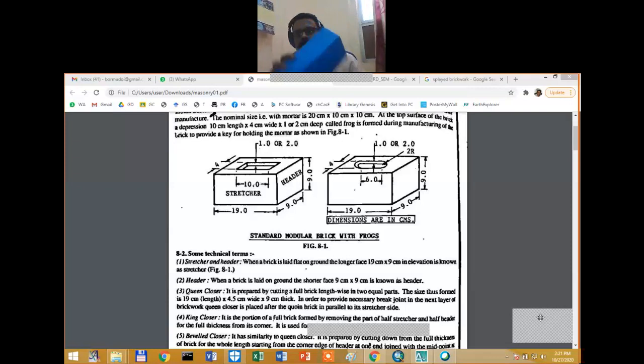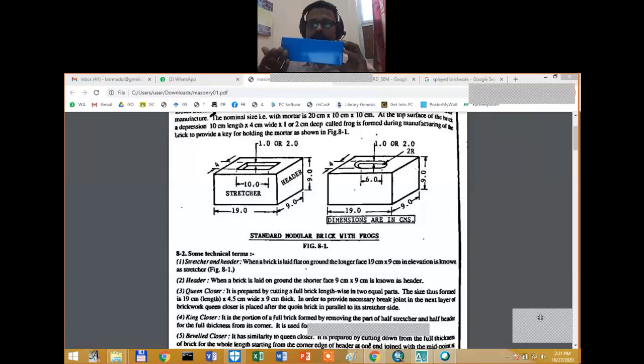Right? This is a model of a brick. We have 19 centimeter, 9 centimeter, and 9 centimeter. This side, along the length of 19 centimeter, is known as the stretcher.